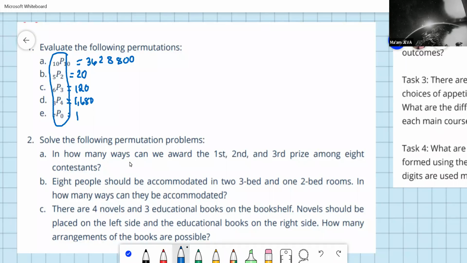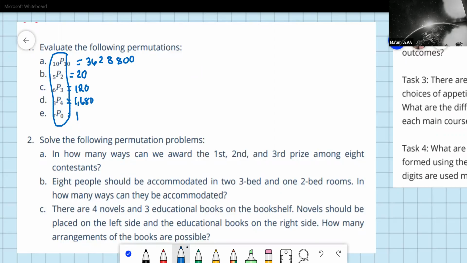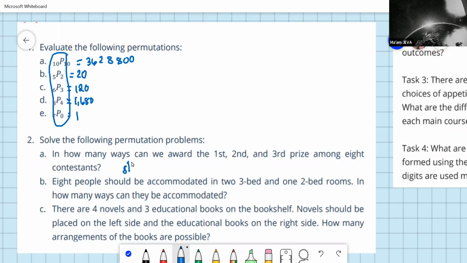Okay, what is your R? What is your N? Letter A. Okay, so this is, your N is 8. And this is a permutation with a subset and you have your R is 3. Okay. So, dili na lang nato na kuwaon lang ang answer because you know already how to evaluate. Okay, what about letter B?